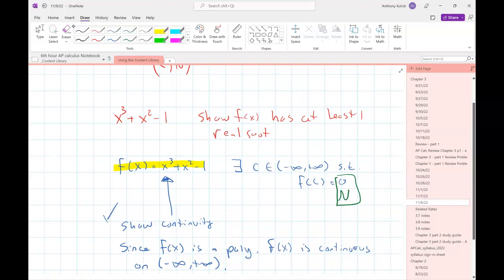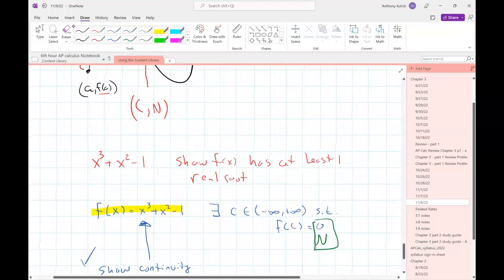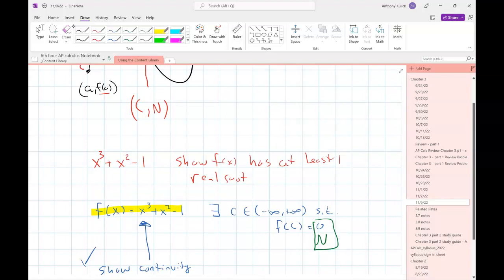If I just wanted to show that, I could have alternatively reworded this problem to just ask, show that f of x is equal to 0 somewhere, right? Or there is an x such that f of x is equal to 0, right? It's really doing the same thing, it's just different verbiage. Does that feel better? Okay.